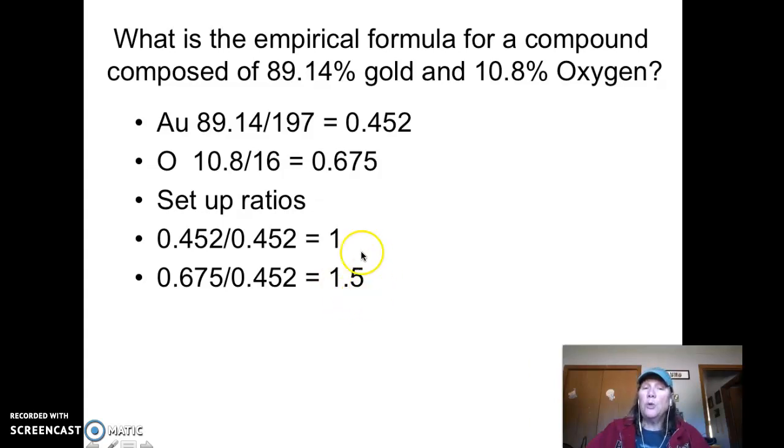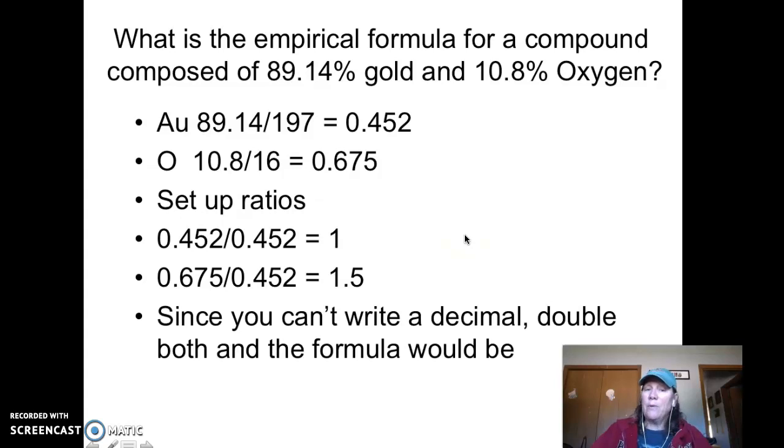So what I'm going to do is I'm going to double both of these. I'm going to make this 2, and I'm going to make this 3. I'm going to double them. Whatever I do to one, I have to do the other. So if I double this, I get 3. That's a whole number. Well, if I double this one, that's 2. So since I can't write a decimal, I can't write it as Au 1.5. If I double them both, then my formula would be Au2O3. And that's what you have to do when you end up with these.